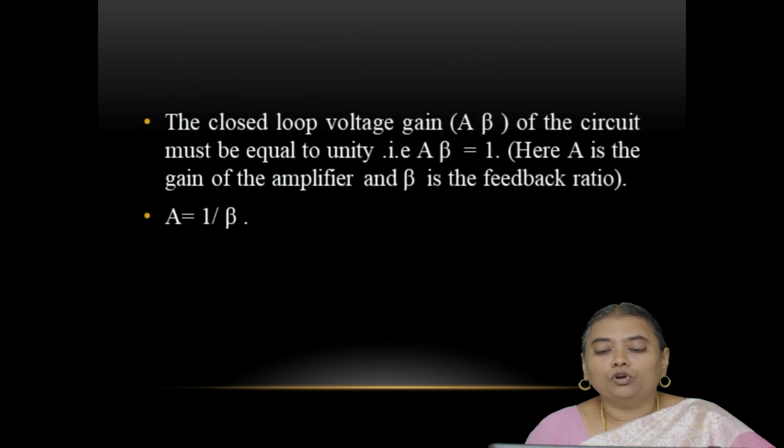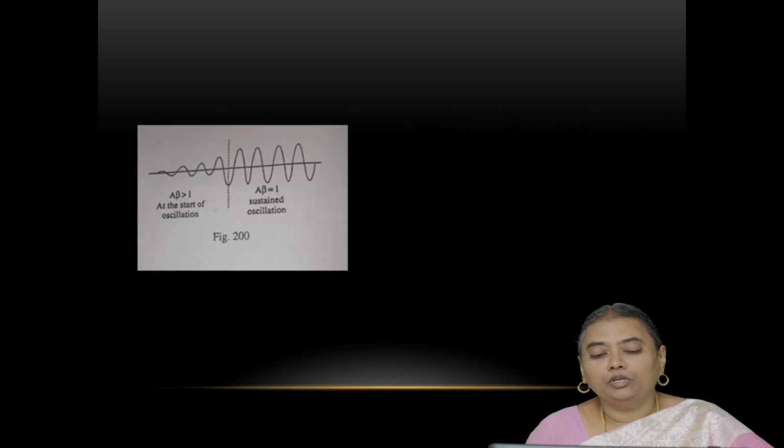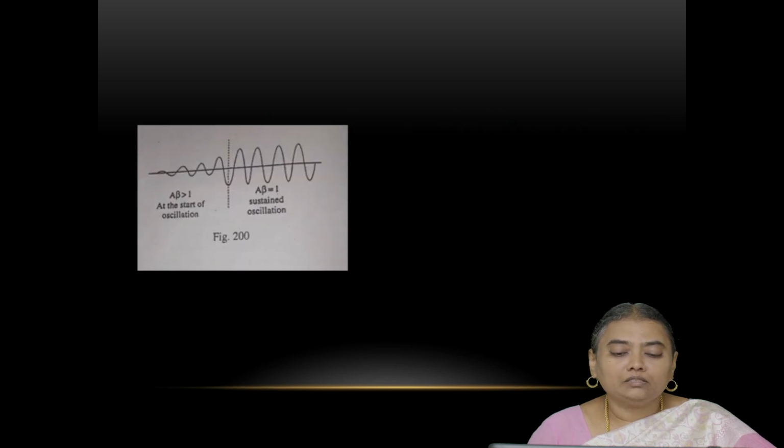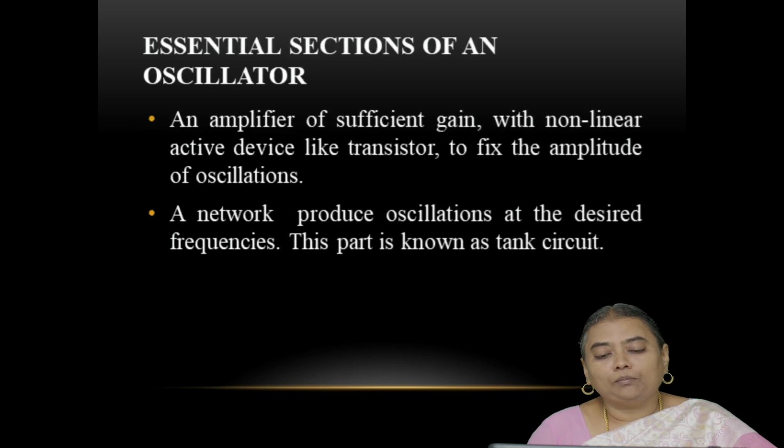The closed loop voltage gain A beta of the circuit must be equal to unity. That is, A beta equal to 1. Here A is the gain of the amplifier and beta is the feedback ratio. A equal to 1 by beta. And this graph shows that on the left side A beta is greater than 1, and here we are getting the damped oscillations, and on the right side A beta equal to 1, it gives the sustained oscillation. That is, the oscillations are having the constant amplitude.